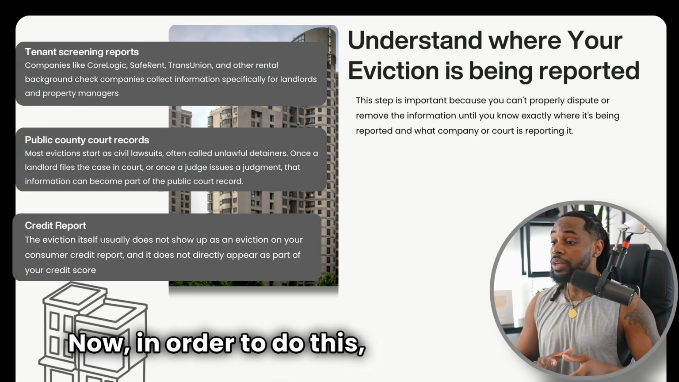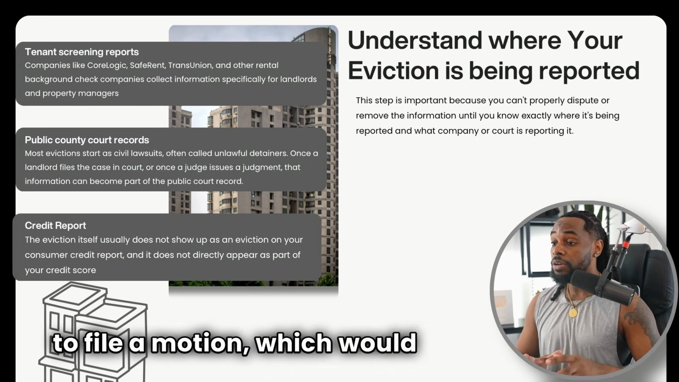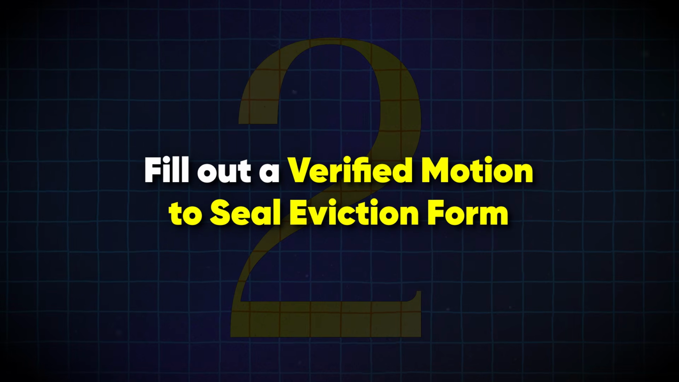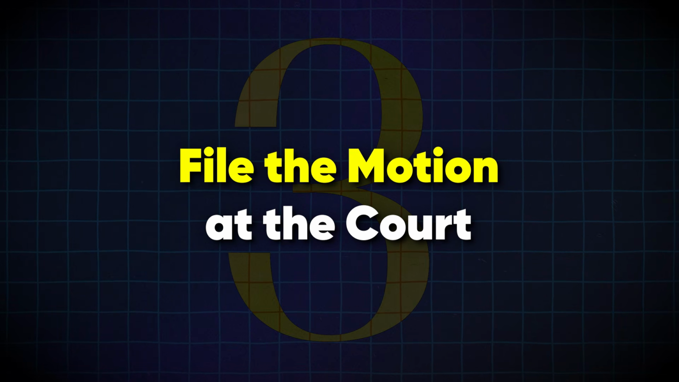Now, in order to do this, you need to file a motion, which would mean, number one, obtain a copy of your eviction case number and documents. Number two, you want to fill out a verified motion to seal eviction form. Number three, you want to file the motion at the court where the eviction actually was processed.